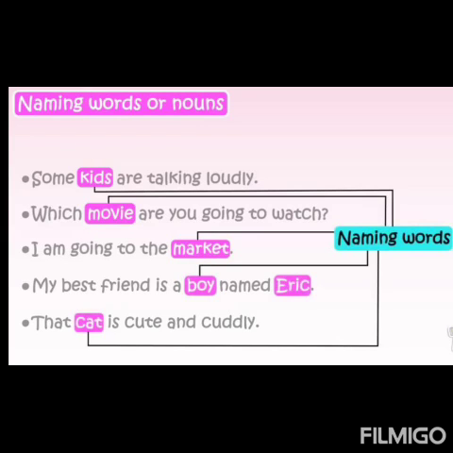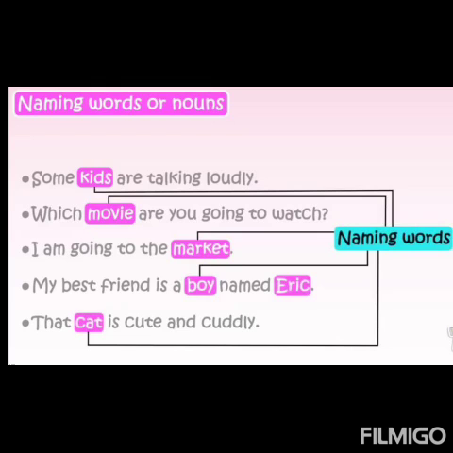Some kids are talking loudly. Which movie are you going to watch? I am going to the market. My best friend is a boy named Eric. That cat is cute and cuddly. Here in these sentences, kids, movie, market, boy, Eric, and cat.